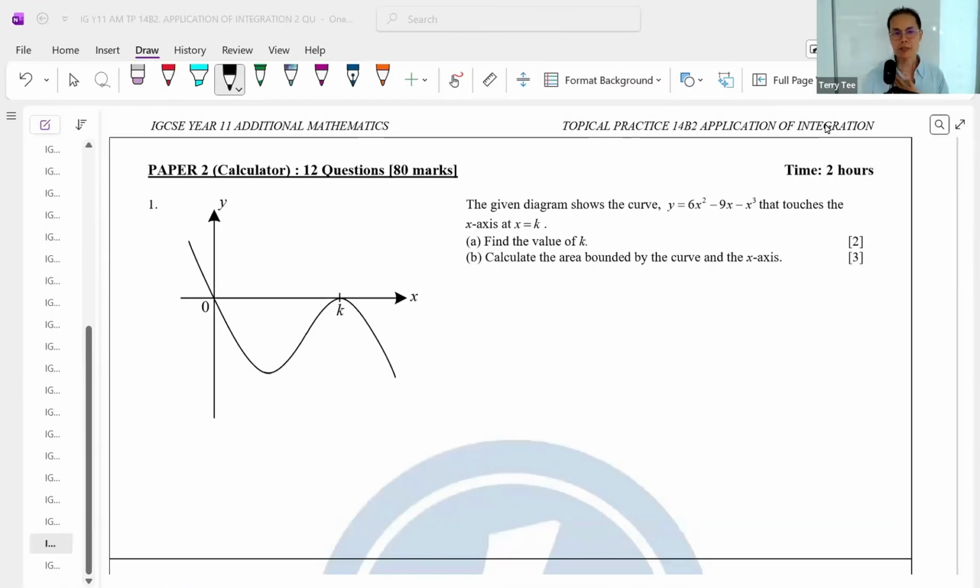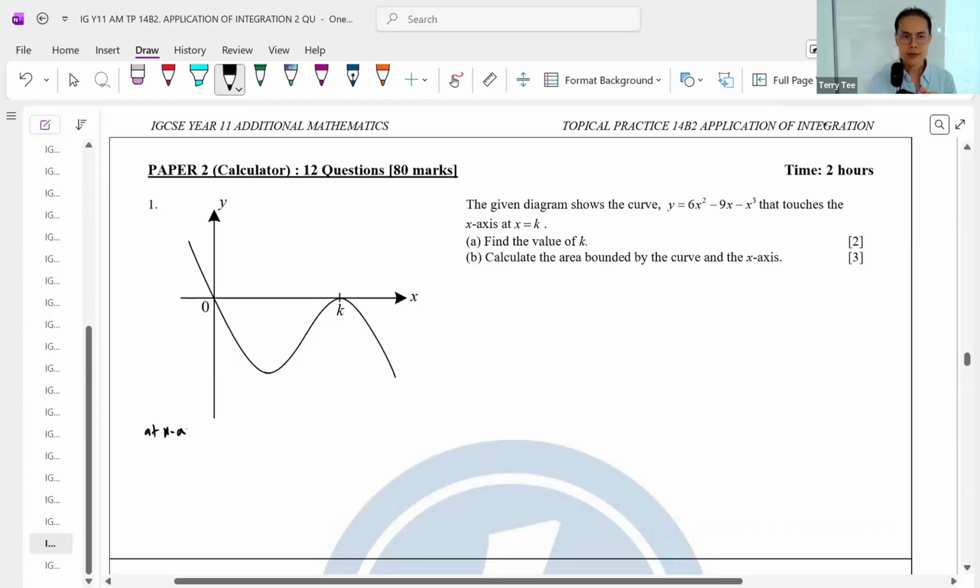This is application integration paper 2, so you can use your calculator. So the first part, find the value of k. This is interesting. Do you need to use factor theorem to factorize this? Actually, no. Although it's a cubic function, you can actually take out your x. Okay, we'll do this here.